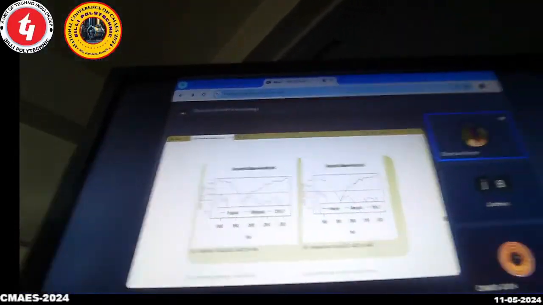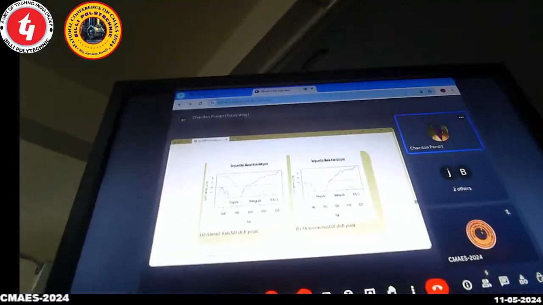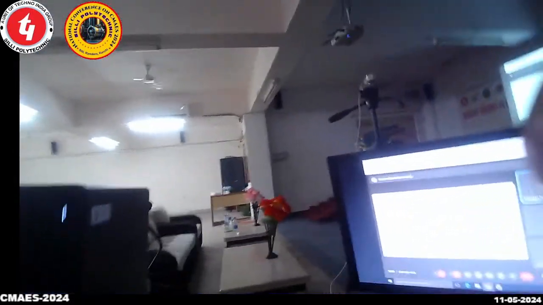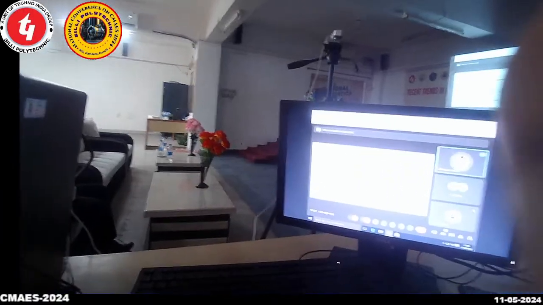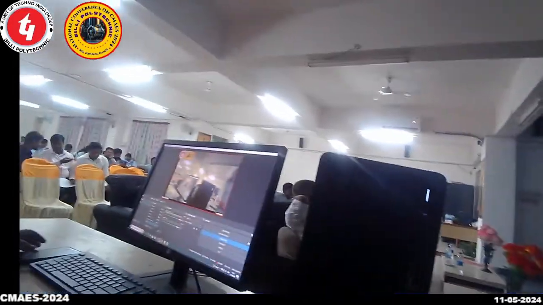So in this graph, on the right hand side in figure B, this is the curve of the monsoon rainfall shift point. Here we can see that the two curves are crossing each other at 1993, and on the left hand side we can see that the two curves are crossing each other at 1996. So this is the shift point. So the rainfall pattern started to move in an upward direction significantly for monsoon and annual rainfall from 1993 and 1996 respectively.